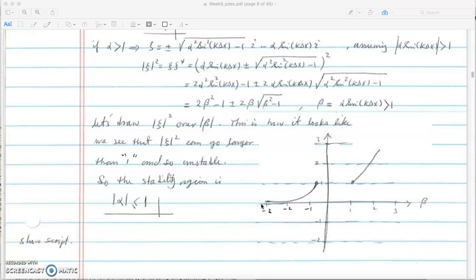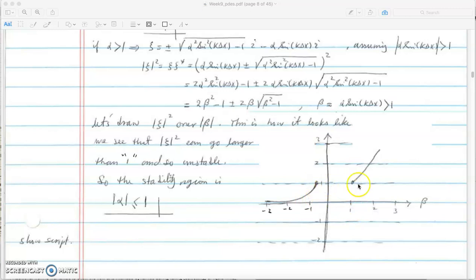Alright, so if beta is bigger than 1 and we get the positive branch, this is definitely bigger than 1, because if beta is bigger than 1, 2 beta squared minus 1 is bigger than 1, plus a positive number, so it's definitely bigger than 1. So that's the plus branch. And if you follow the minus branch, then you get basically less than 1. At exactly beta equal 1, you get 0 here and you get 1 here. So at exactly beta equals plus minus 1, you get exactly c squared equal to 1.